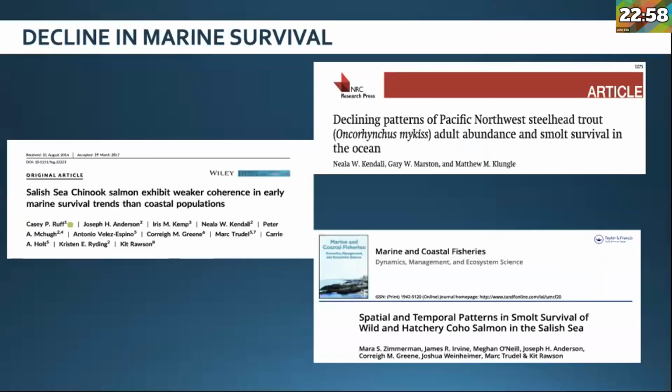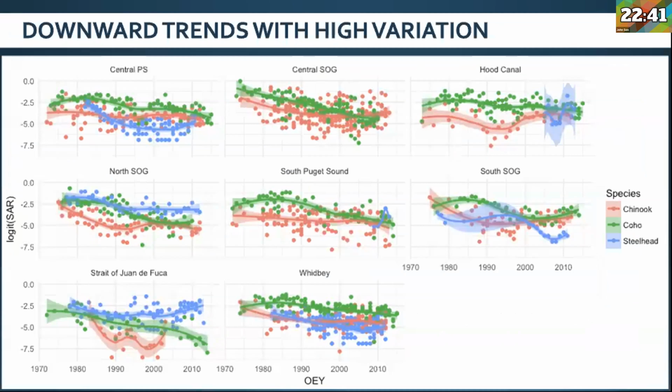This work was really based upon 3 previous papers that documented these declines of marine survival, specifically in the Salish Sea. So 3 papers, one for Coho, one for Chinook, and one for steelhead, about these declines over time. And if we look at these time series for the various Salish Sea basins, for Chinook, Coho, and steelhead, the take home here is that there are overall downward trends. This is logit smolt to adult return, marine survival, plotted against the ocean entry year. And we see these overall declines, but there's a lot of variability as well.